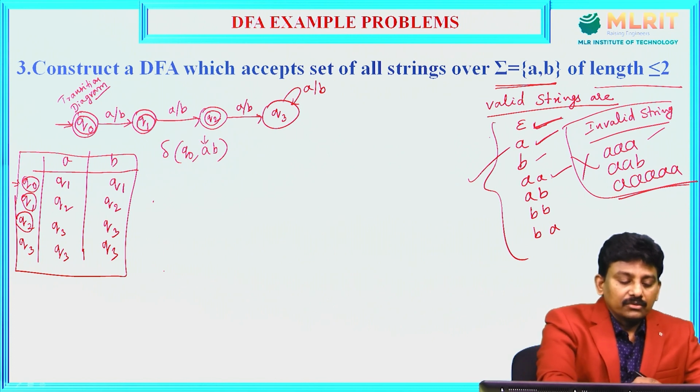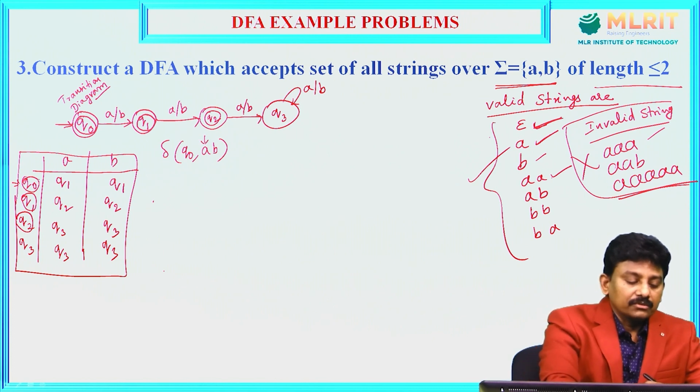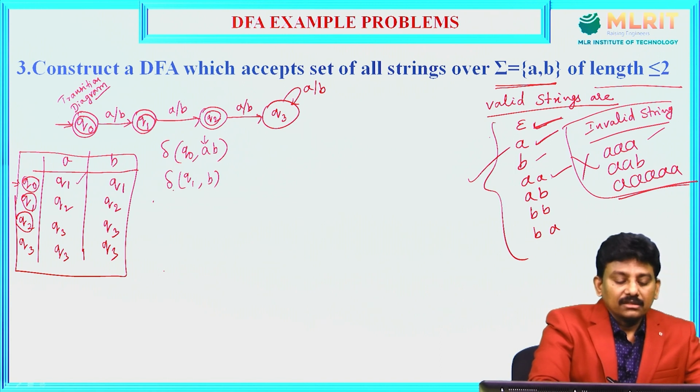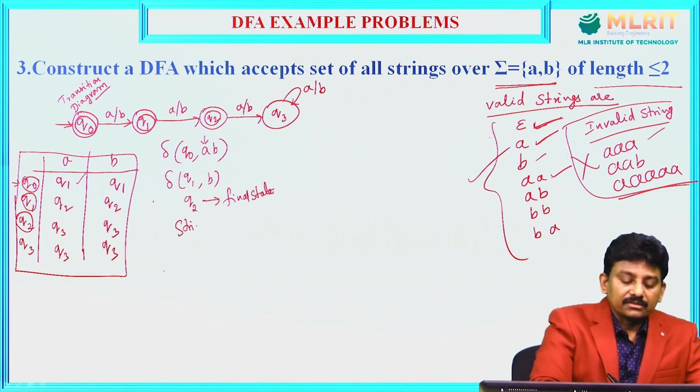So, Q0 on A going to Q1, remaining input is B. Now apply Q1 on B, delta transition Q1 on B going to Q2. Q2 is the final state. So the string is accepted.